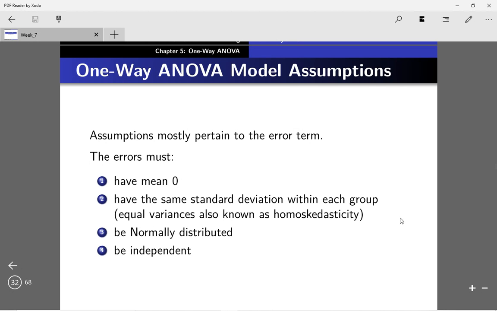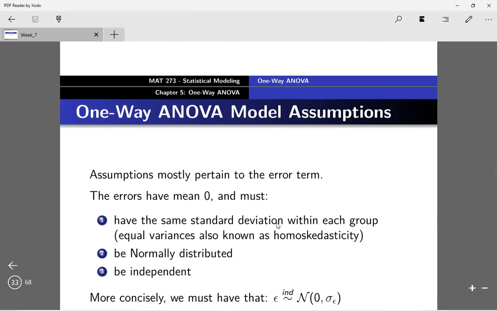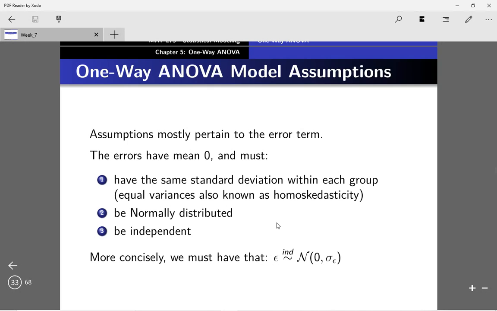So we check each of these assumptions with the same plots as before. And sometimes people write all three of these assumptions more concisely as just saying epsilon is distributed independently, normal with mean 0 and the same standard deviation, sigma sub epsilon. So that's sort of using statistical theory notation, I guess, to declare all of these three assumptions simultaneously.